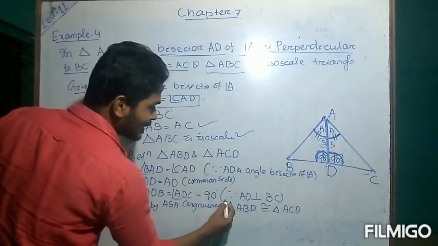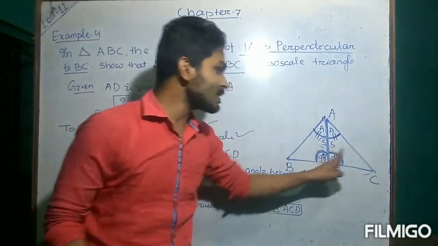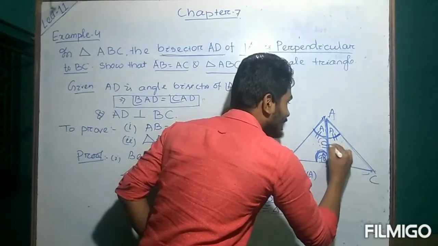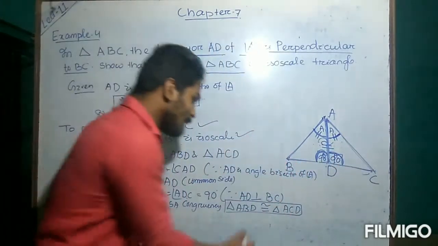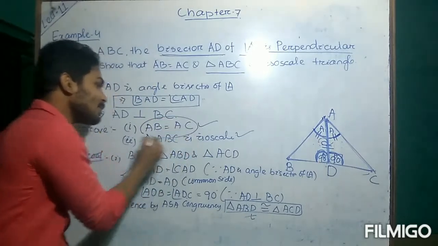Now we have proved this. We have proved these two small triangles will become congruent. It means this triangle is congruent to this triangle. Okay, but we don't need this. We need to prove the first statement that AB is equal to AC.